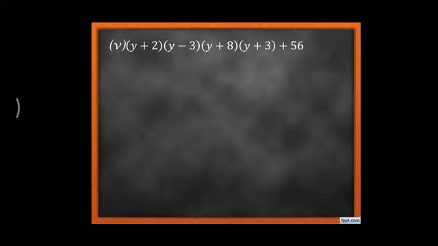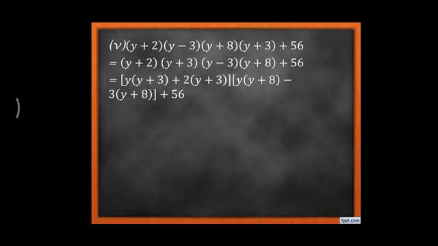Next question, we are doing question number 5. Now here a polynomial is not given properly. What is given? Fifth question, y plus 2 into y minus 3, y plus 8 into y plus 3 plus 56. So what will we do? We will multiply the first two brackets and then the second two brackets.